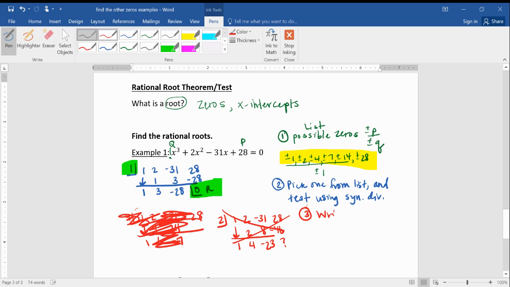Okay, so write your answer first. Write answer from division. You want to factor it if you can and solve for zeros.